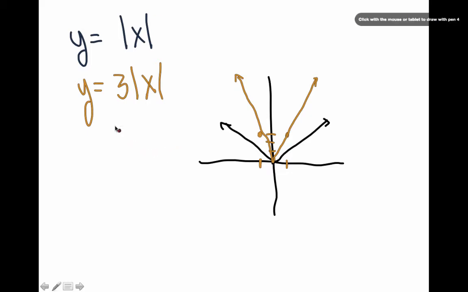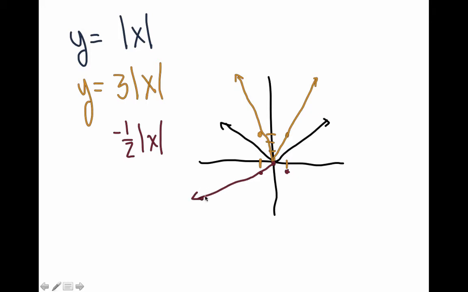If I had used a number like negative 1/2, again, I get 0, 0, but if I go over 1, I would get negative 1/2, and over here I would get negative 1/2 as well for the y coordinate. And this graph is supposed to be more open, wider, if you will, than the parent function, and it's flipped down because of the negative.